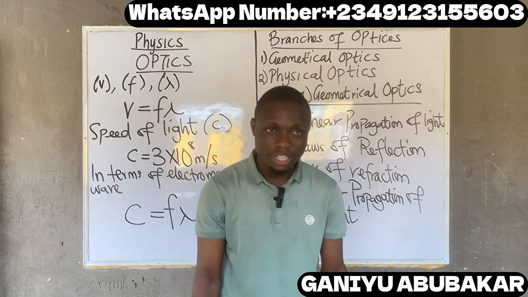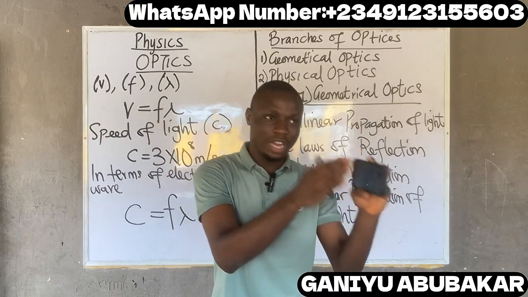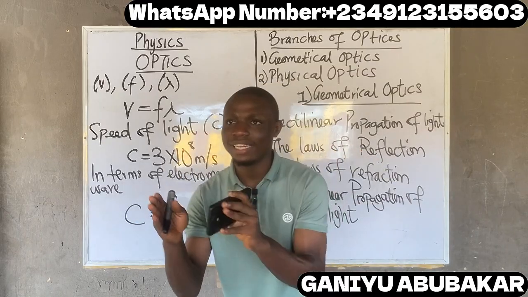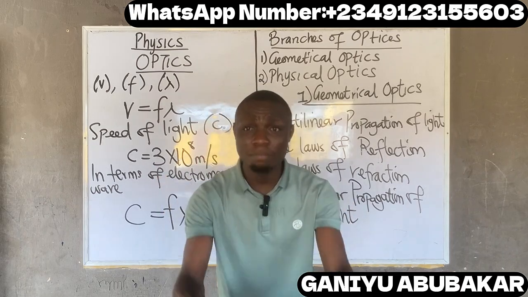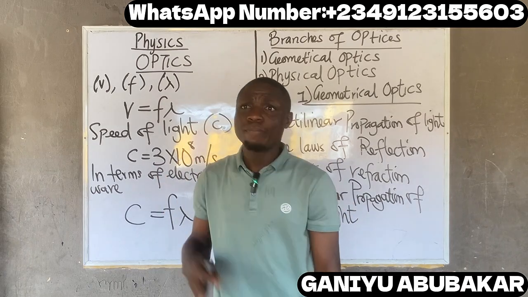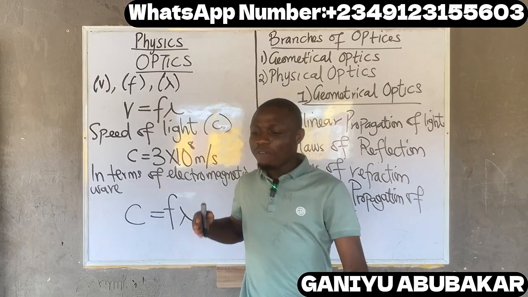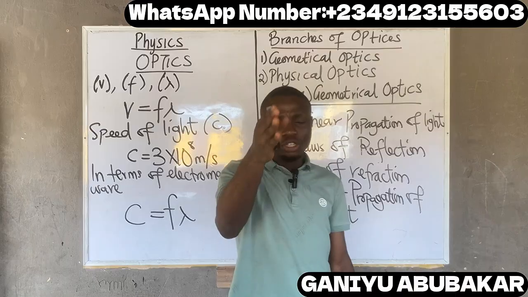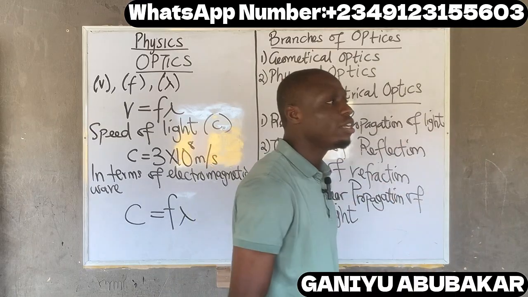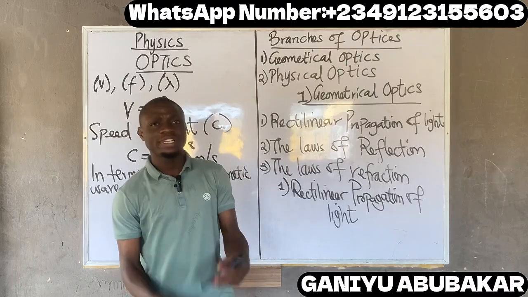Don't forget, rectilinear propagation of light. The word rectilinear, if you are familiar with physics terms, means something straight. Propagation is light being shot out. So when you have light being shot out in a straight format, it's called rectilinear propagation of light. That's how you define this concept.